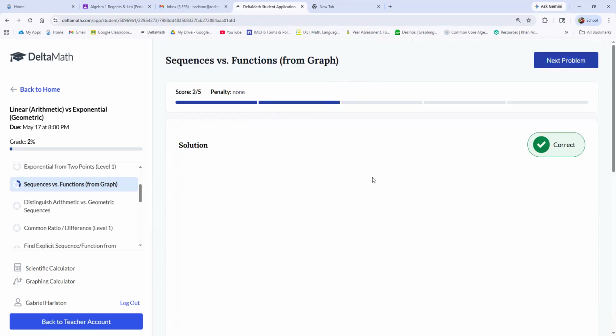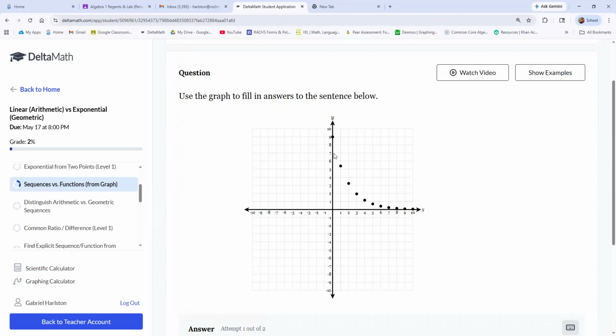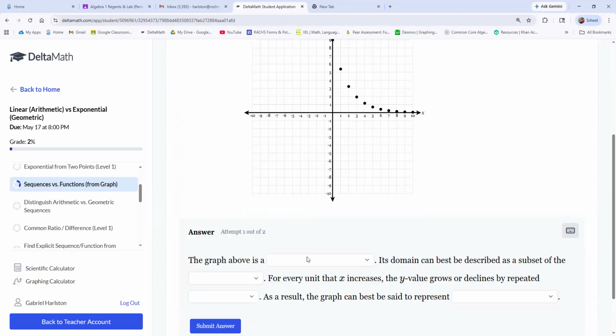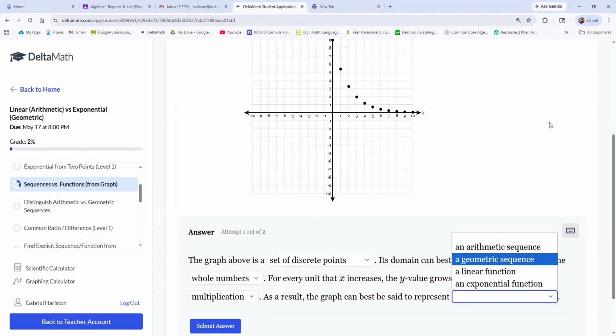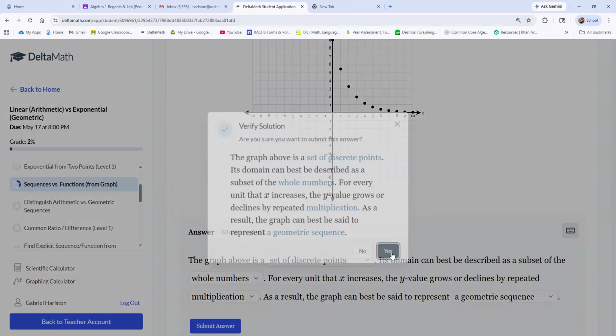Let's do a couple more. Again, this one is a set of discrete points. It's not continuous. And so we're going to say it's discrete. You can also see that it's curving. The inputs are whole numbers. And so we know this is repeated multiplication. In this case, it's going down, so we're multiplying by a fraction. That means that it's a geometric sequence. Boom. Okay, let's do a couple more.